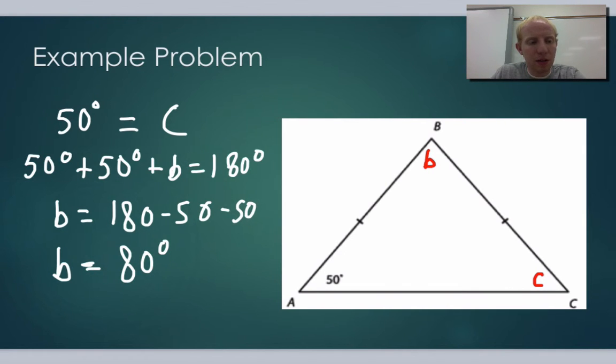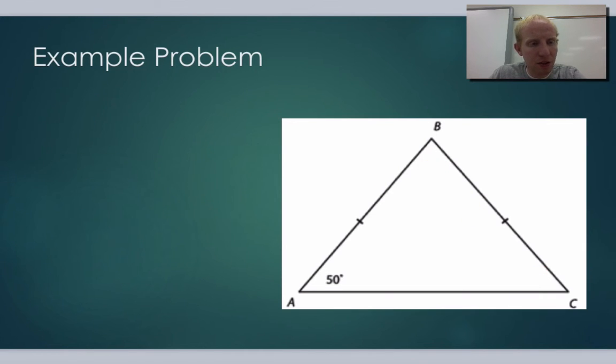We can label our triangle now. So we'll get rid of B and C, because now we know that B is 80 degrees and C is 50 degrees. Okay? So there we go. Now we know the triangle angles from the triangle sum theorem and the isosceles triangle theorem. Okay? Let's try one more just to make sure we got this down so you're ready for the homework.